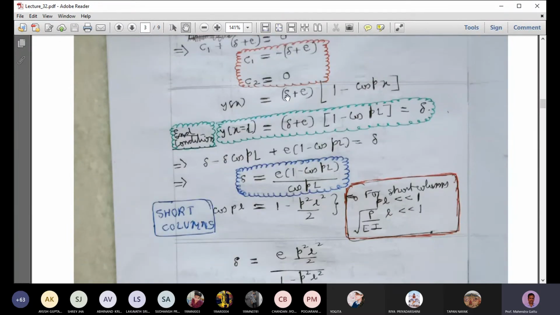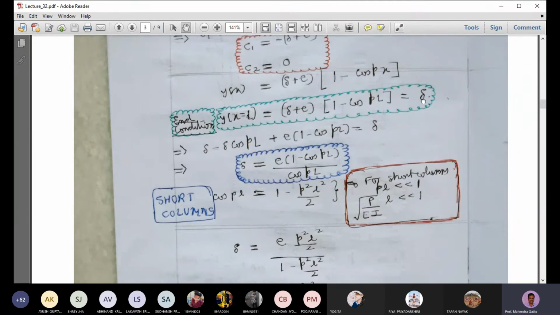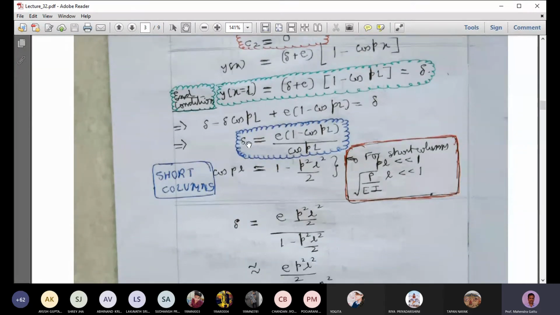And what is delta? Delta is the deflection at the extreme end, free end. So that is deflection at x is equal to L. So deflection y at x is equal to L. So we can substitute delta plus c into 1 minus cos pL is delta here. And we'll write delta plus c. So we can expand this. So delta into delta minus delta cos pL plus c into 1 minus cos pL is delta. So we get the expression for delta as e into 1 minus cos pL by cos pL. We're cancelling out this delta, and we get this term.